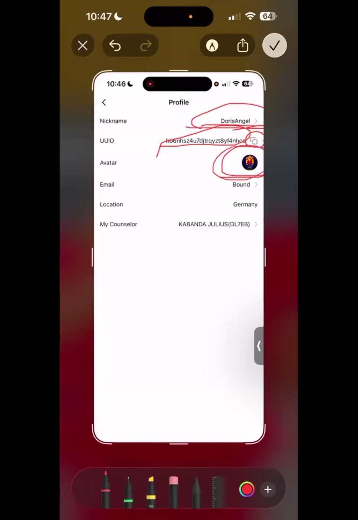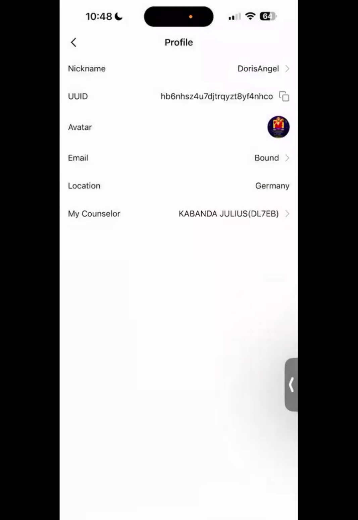Avatar. If you don't have your picture here or any picture here, it would be beautiful for you to design your back office. That is your home. So make it soothing and beautiful. If someone sees it, they will say, oh wow, this is nice. Okay. Email. It's not being shown unless you tap on the bound before you'll be able to see it. Then location. So you all know my location, right? Then my upline, who shared this wonderful opportunity with me. So that is where you can see your upline's name.